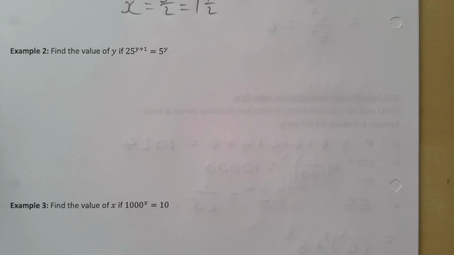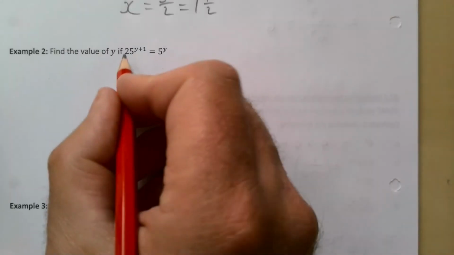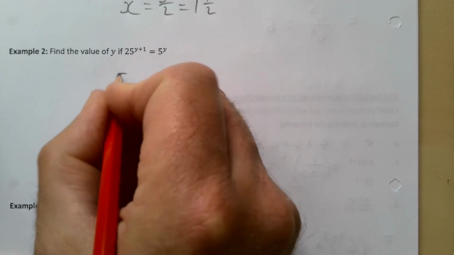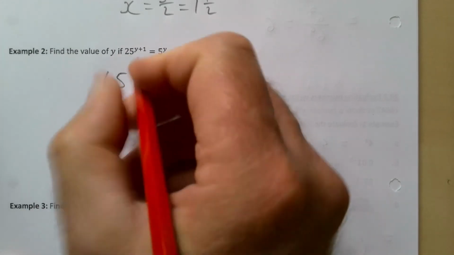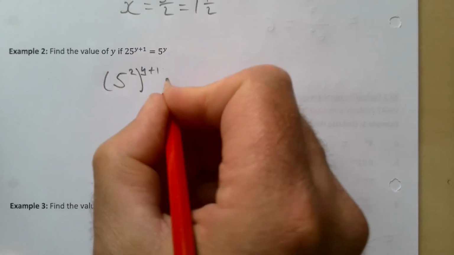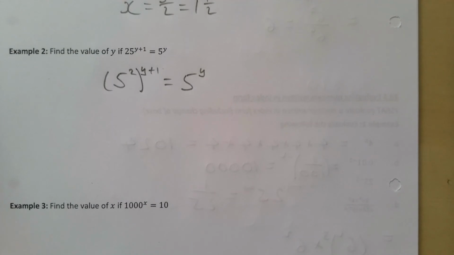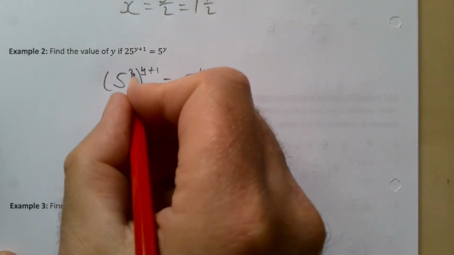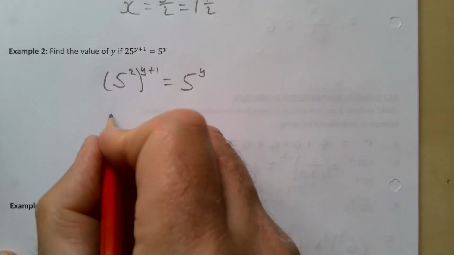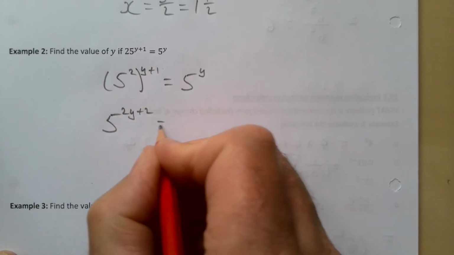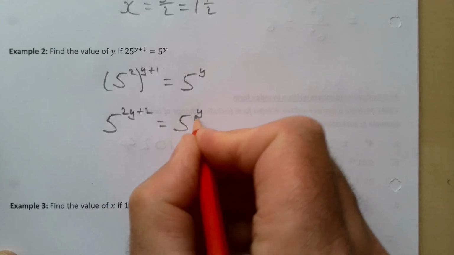Example 2. Find the value of y if 25 to the power of y plus 1 equals 5 to the power of y. Again, the same format. We need to change everything to the same base, so I'm going to change this into a 5. Taking things nice and slowly, that's 5 squared to the power of y plus 1 equals 5 to the power of y. What are our rules of indices? I multiply this by this, being careful here: 5 to the power of 2y plus 2 equals 5 to the power of y.